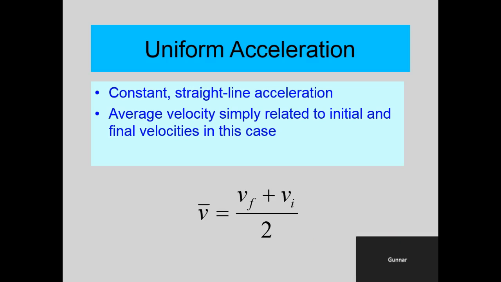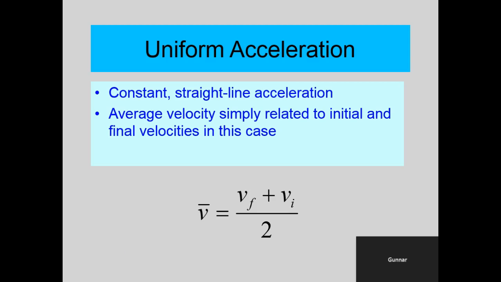And this is on your page 31, I think. 2-7 is the other number that's given here, and this is equation 2.3. Average velocity is equal to final velocity plus initial velocity, divided by 2.